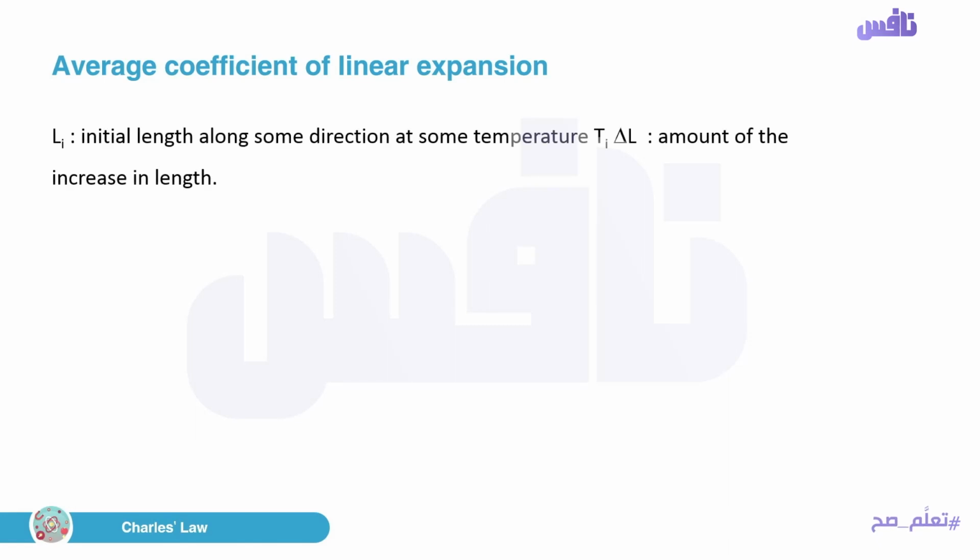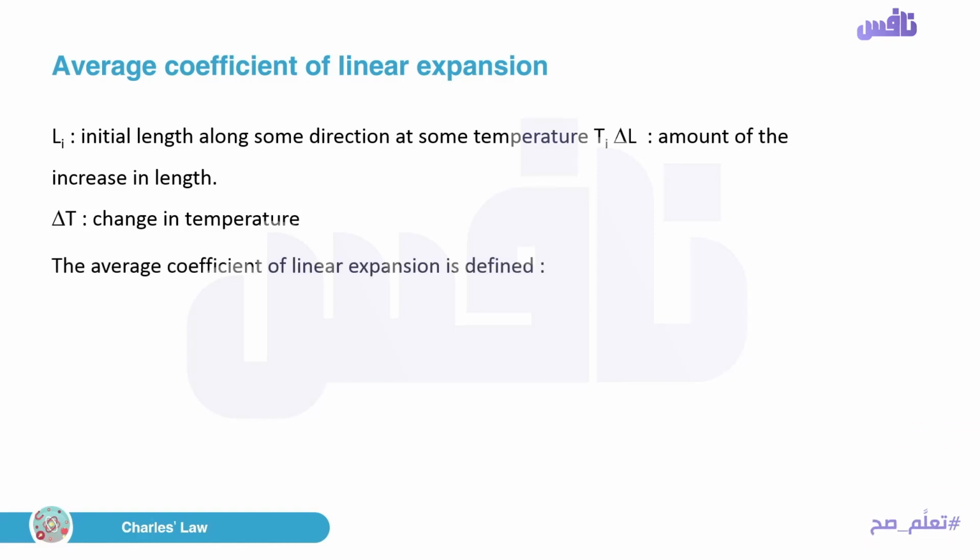First, if we have Li, which is the initial length along some direction at some temperature Ti, and delta L, which is the change or increase in the length. So delta L means change in the length, maybe decrease or increase. And delta T is the change in temperature.